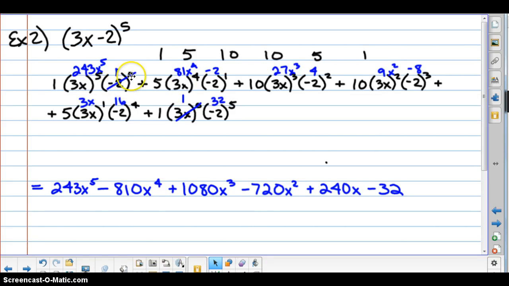Negative 2 to the 0 power is a 1. Won't change the sign. Negative 2 to the first power is negative. Notice it changed the sign from a positive to a negative. Negative 2 squared is a positive, so it keeps it a positive. Negative 2 cubed is a negative, so it changed this one to negative. And then negative 2 to the 4th is a positive, and negative 2 to the 5th is a negative. Now try Check 2 and check your answer with the back of the book.